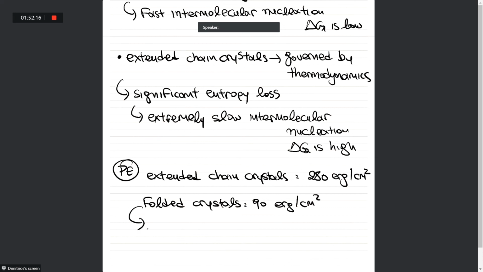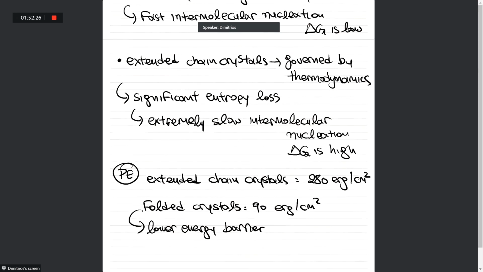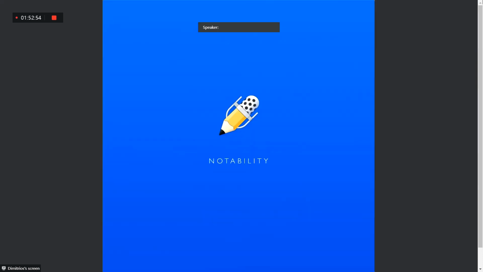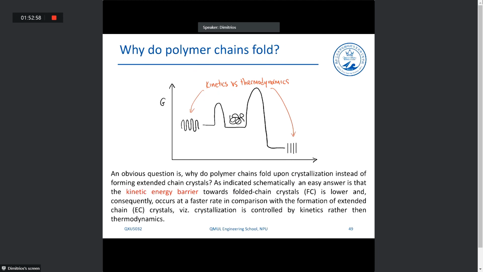Okay, so because of the lower energy barrier, the energy barrier for the folded chain crystals is only 90 erg per cubic centimeter, while in the case of extended chain crystals it is 280. So you realize that the system prefers to do something that is fast, and it demands lower energy compared to putting more energy in order to create these extended chain crystals. Okay, and that is why we say that the process, essentially crystallization, is controlled by kinetics rather than thermodynamics.